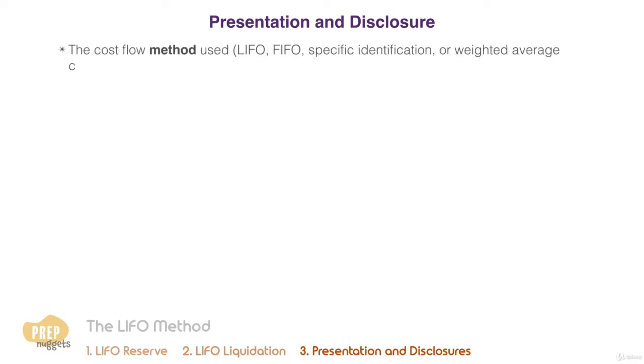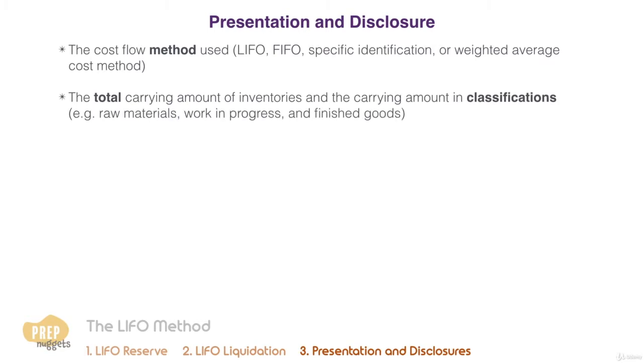Let's end this topic with a discussion on the required presentations and disclosures for inventory items. Such disclosures may be useful to analyze a company. The required financial statement disclosures concerning inventory are the cost flow method used, whether it is LIFO, FIFO, specific identification, or weighted average cost method. The total carrying amount of inventories and the carrying amount in classifications, like raw materials, work in progress, and finished goods if appropriate to the firm.